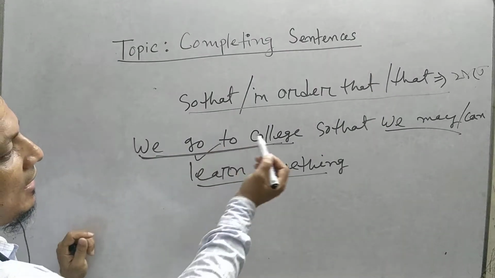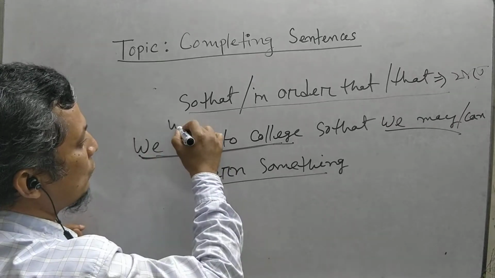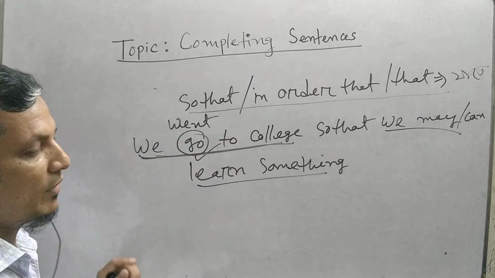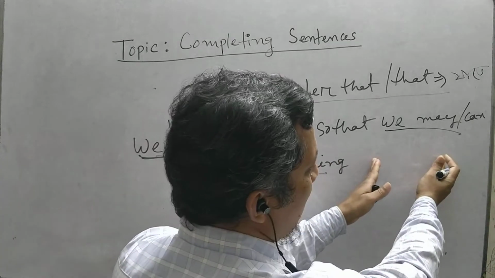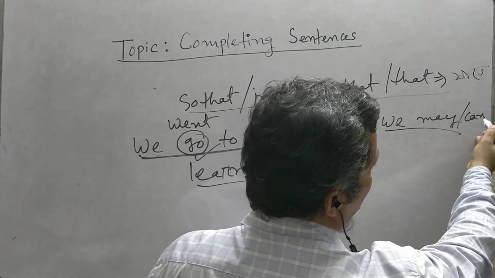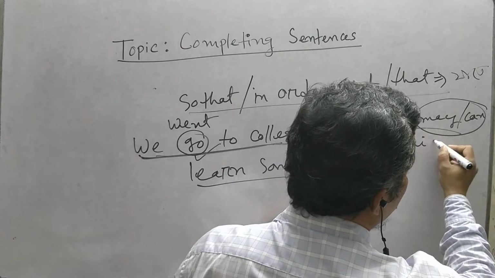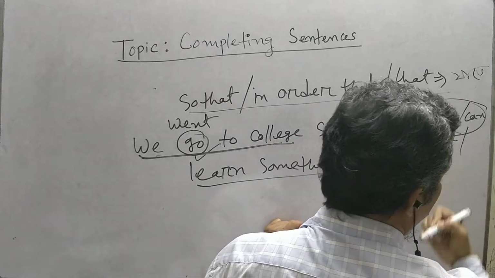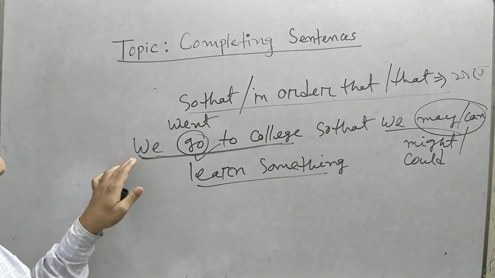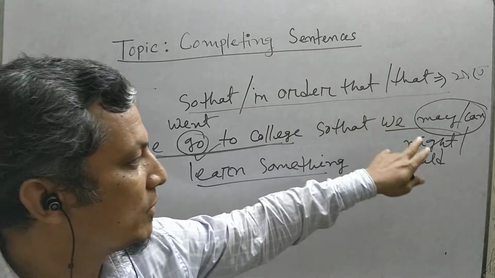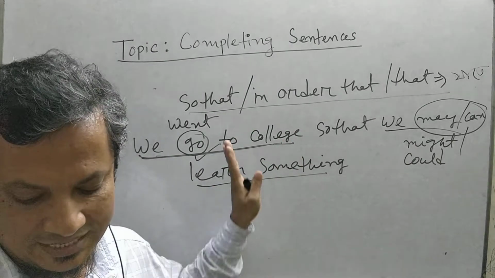If the question part is in past indefinite tense, suppose not go, but went. It is related to past indefinite tense. So I have to convert the sentence into past indefinite tense. May, that means might. Or if we use can, then it will be could. So what will be the answer? We went to college so that we could learn, or we might learn something. Am I clear to you?